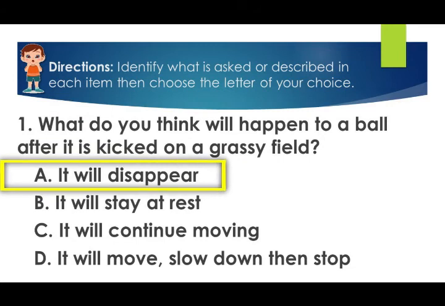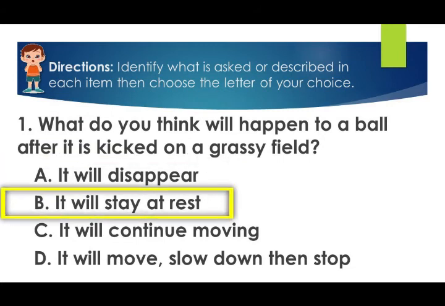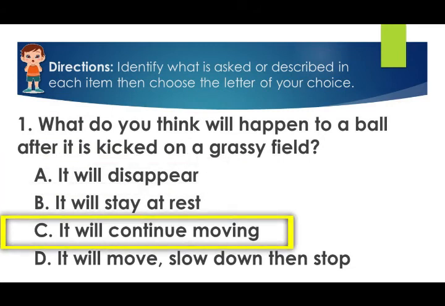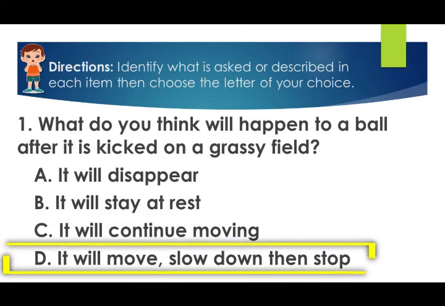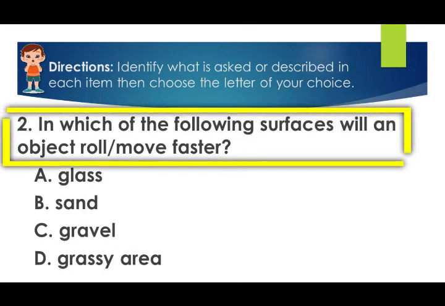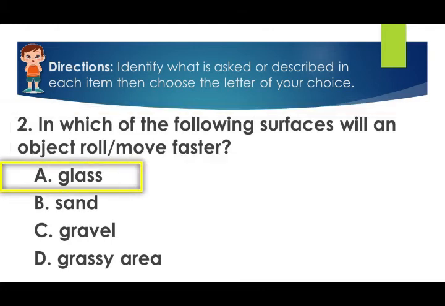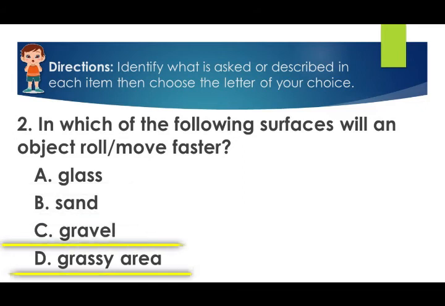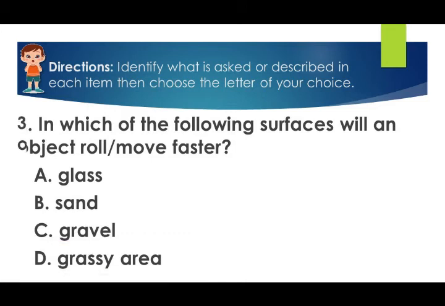A. It will disappear. B. It will stay at rest. C. It will continue moving. D. It will move, slow down, then stop. Number 2. In which of the following surfaces will an object roll or move faster? A. Glass. B. Sand. C. Gravel. D. Grassy area.